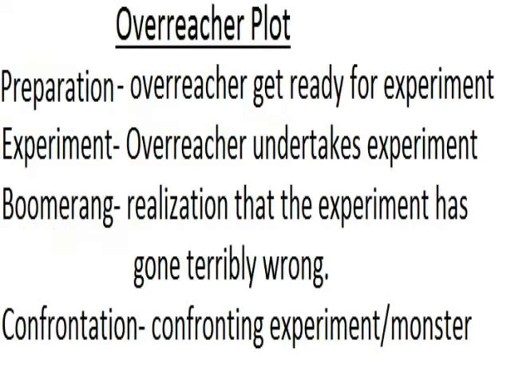You can go onset, discovery, onset, confrontation, more onset. It can be mixed around so much. And so can the Overreacher. You can talk about the experiment before you talk about the preparation. You can talk about the boomerang before you talk about anything, sort of Frankenstein style. You can leave ones off entirely. So, yeah, that's pretty much what we have for the Overreacher. Preparation, experiment, boomerang, and confrontation.